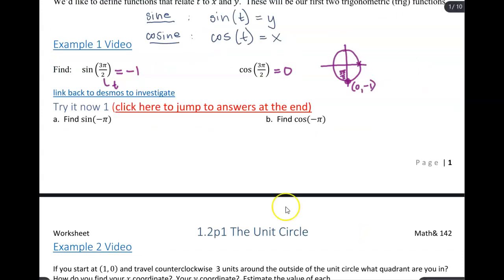Okay, so just work on that memorization. Sine gives you your y value, cosine gives you your x value. And there's one for you to practice, and then we'll try just a little bit different way of looking at this.